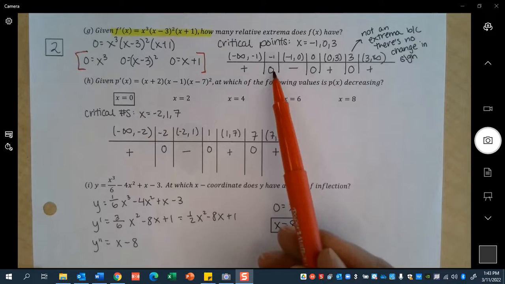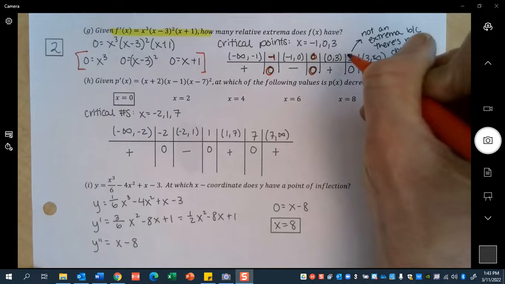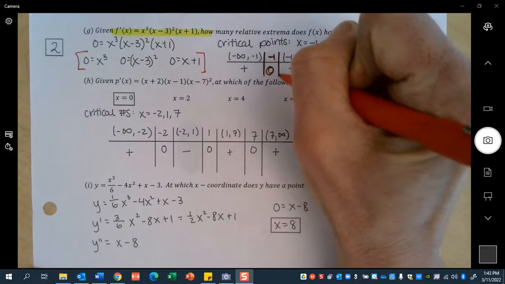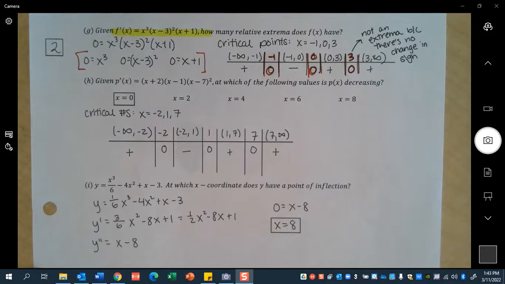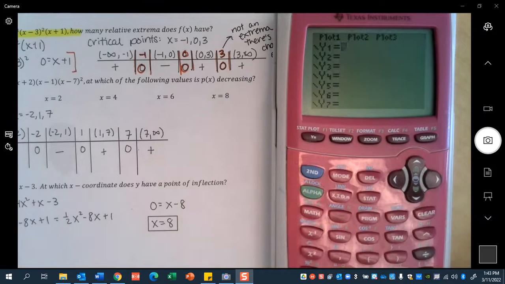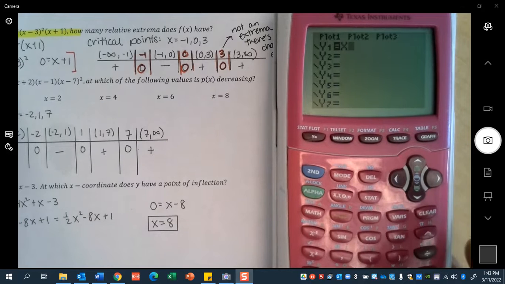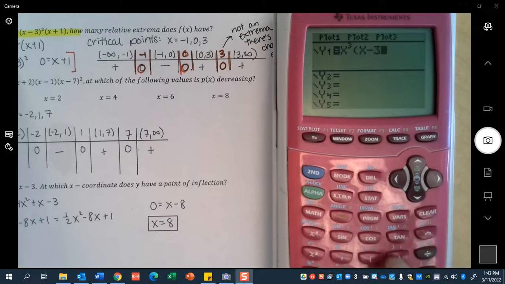So I put my critical points into my chart, and I take a look at what happens on either side of each critical point. Now I cheat when I do this. Call it cheat, call it maximizing my time, totally up to you. So what I'll do is I'll go over here and enter my values. I'll put x to the 3rd times x minus 3 squared times x plus 1, right?